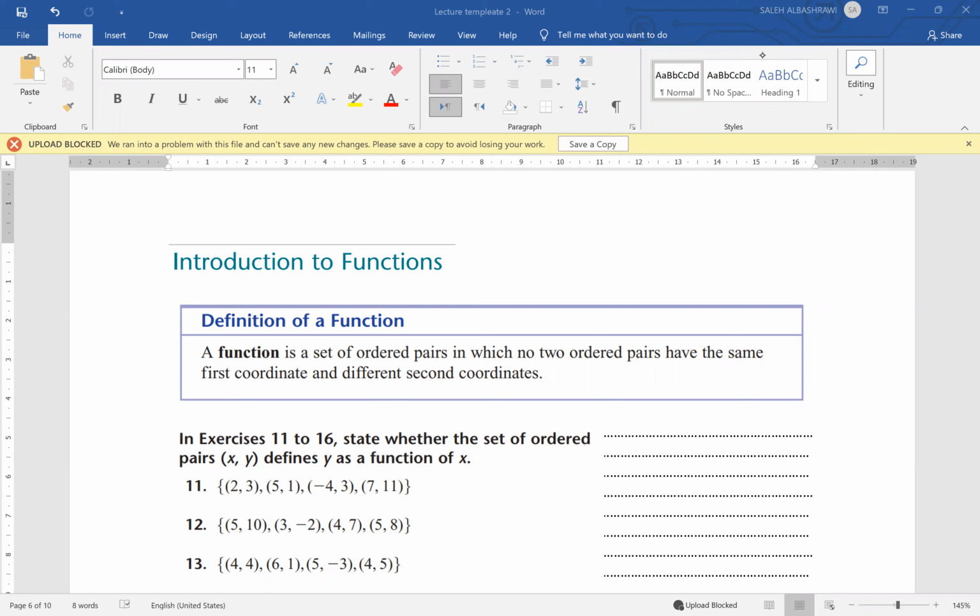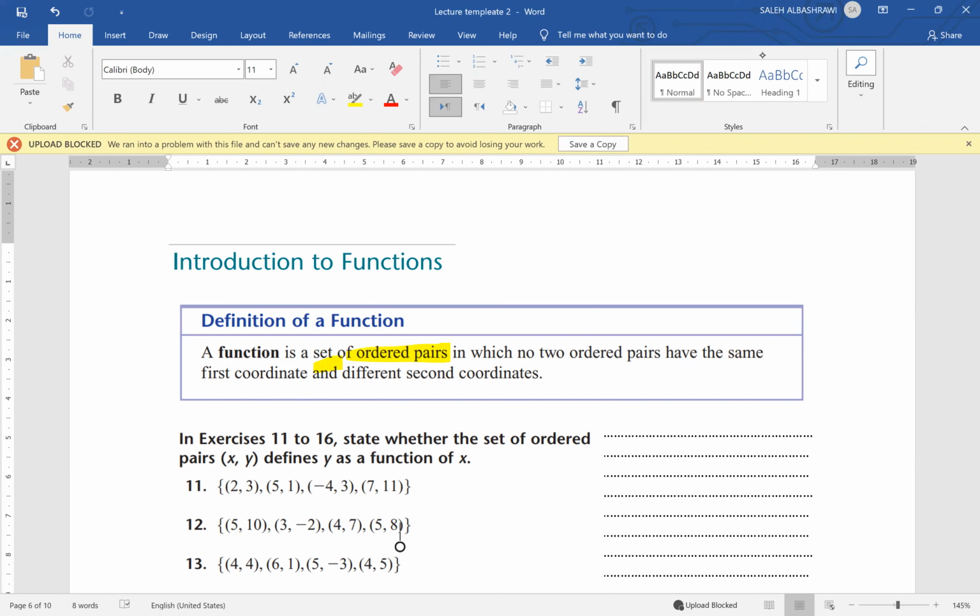What is a function? A function is a set of ordered pairs, under one condition: no two ordered pairs have the same first coordinate and different second coordinates. So we can say a function is a set of ordered pairs with no repetition in the first coordinate. If we have a repeated first coordinate, then we have to check the second coordinate. If they are different, then this relation is not a function.